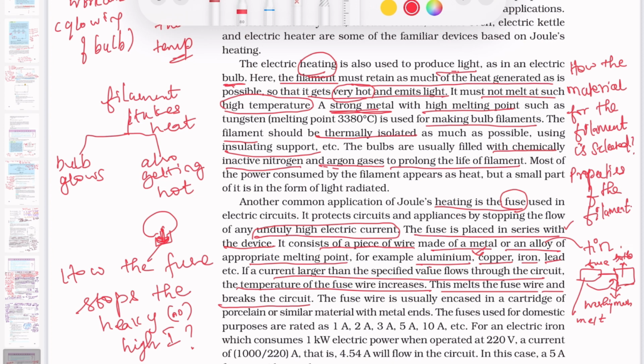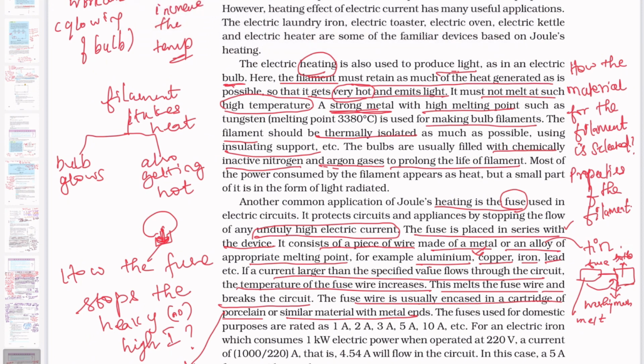The fuse wire is usually encased in a cartridge of porcelain, or similar material, with metal ends. Why is it encased in a cartridge of porcelain? Porcelain is an insulator. So in the bulb example, we also talked about the tungsten filament surrounded by inactive oxygen, nitrogen and argon gases. In the same way, for the fuse, we give a cartridge like a layering above the fuse. It is done by porcelain. Why porcelain? Because it is an insulator.